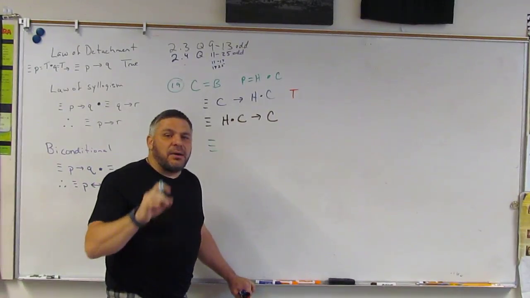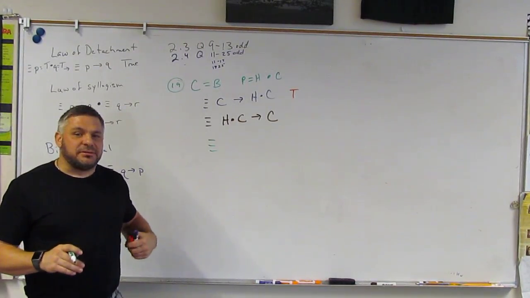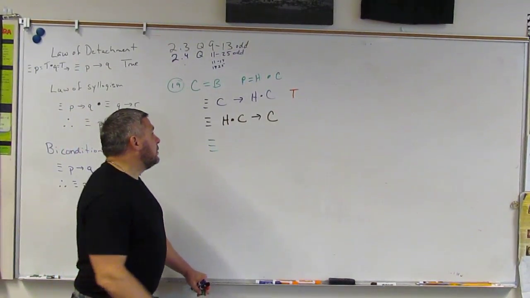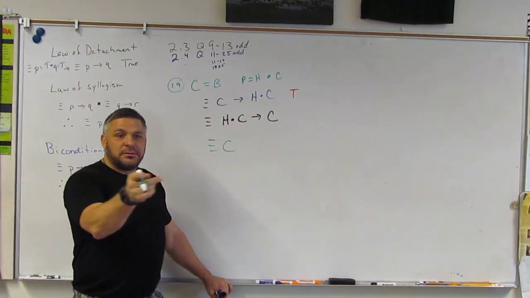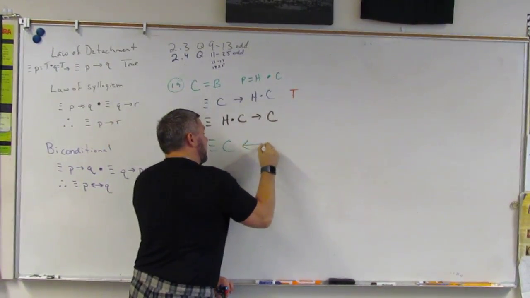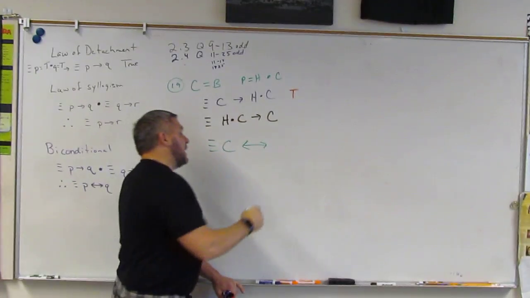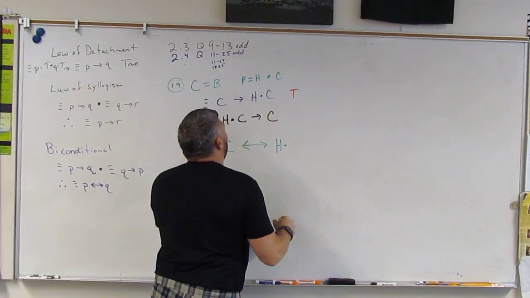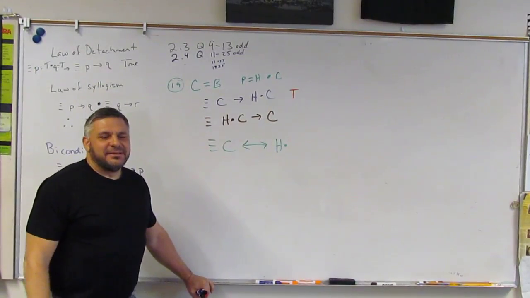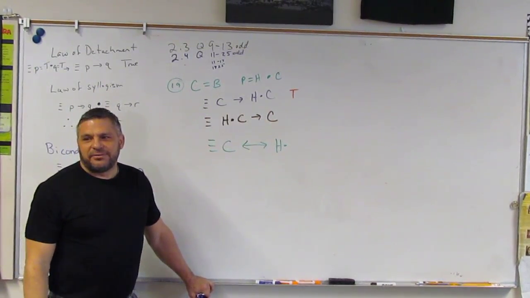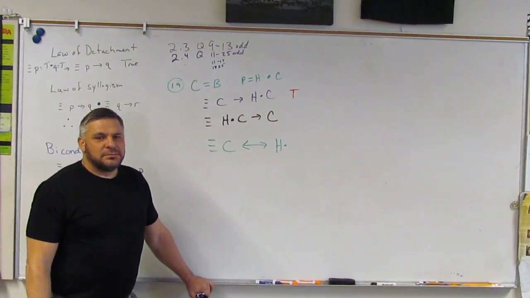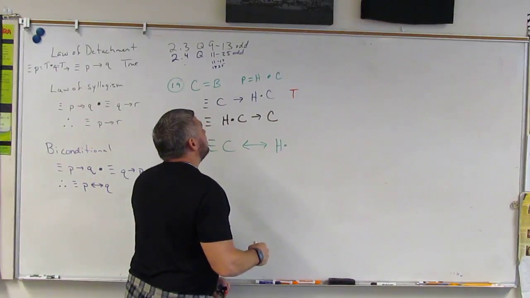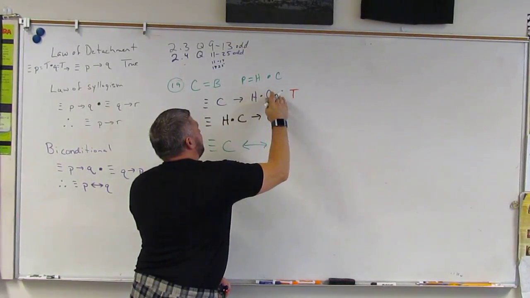Okay, how would we write this as a biconditional now? C, the double arrow, then H and C. Oh man, I used C twice, didn't I? I should not have done that. It's okay, we understand. Let's change this to a B.